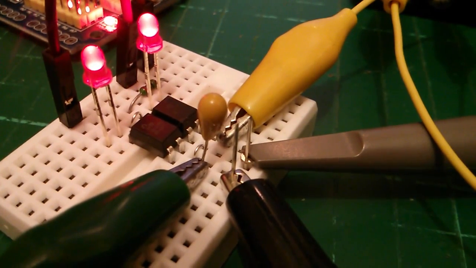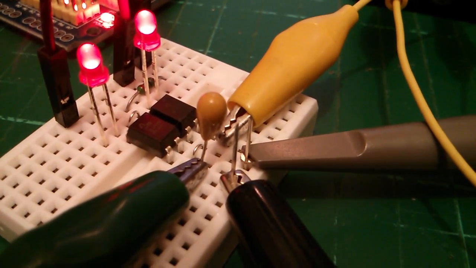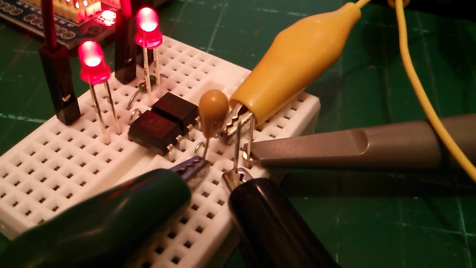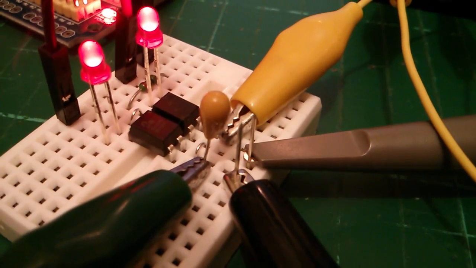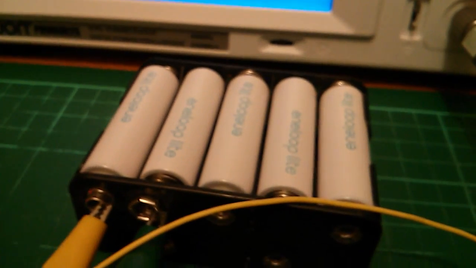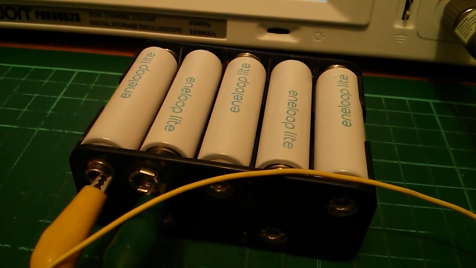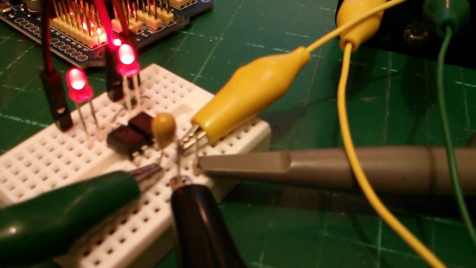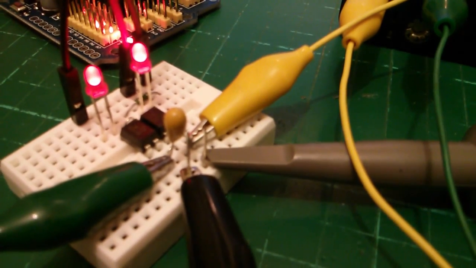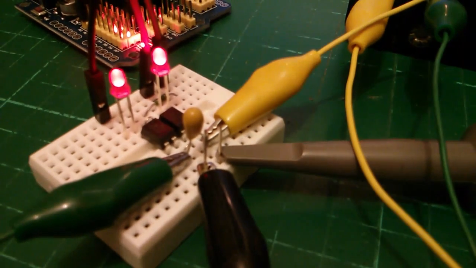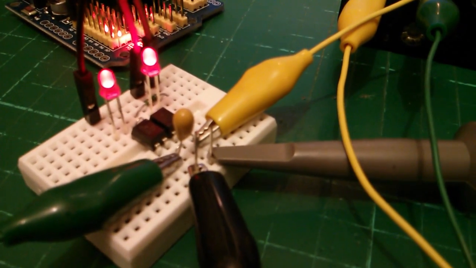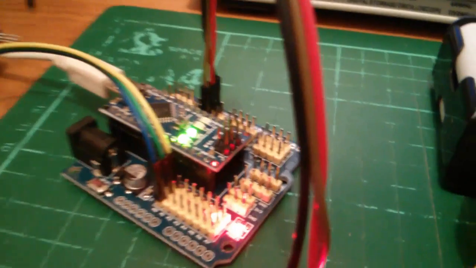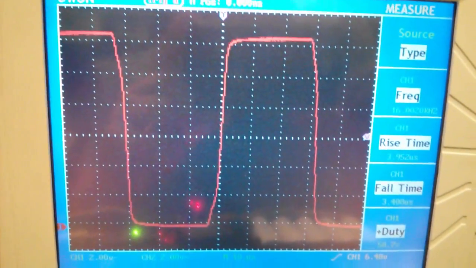Now, somebody asked me about the transient response of the dual opto-isolator, and so that's what I'm doing now. I've just connected a pack of 10 nickel metal hydrides, so that's 12 volts, directly across the tantalum capacitor there, across the top of one of the optos and the bottom of the other. And I've set the Arduino to a frequency of 16 kilohertz, and this is the result.